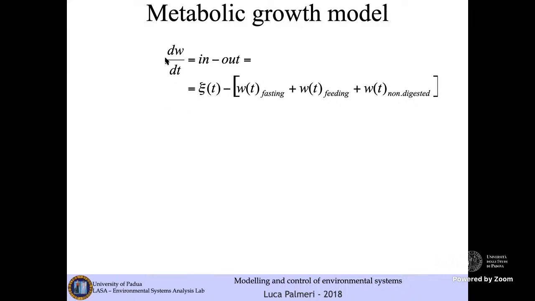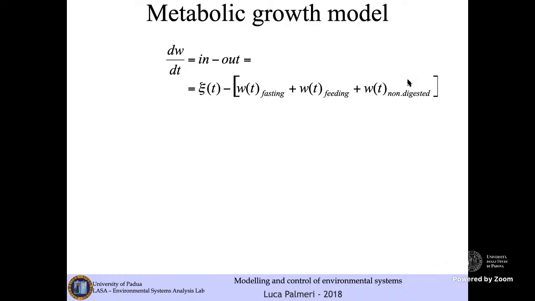By doing this formalization, we write that the variation of the weight of fish is equal to what goes in minus what goes out. So we may rewrite it: what goes in is ingested food CT, minus what is consumed. Fasting catabolism is what is consumed by a starving fish. WT feeding is what is consumed by a feeding animal, an animal that is employing energy to feed itself, including chasing food, consuming food, and digesting food. And then the rest is what is non-digested, so feces or excretion.